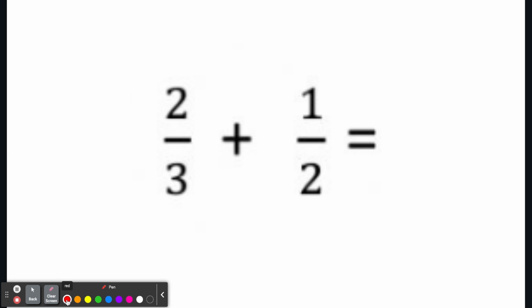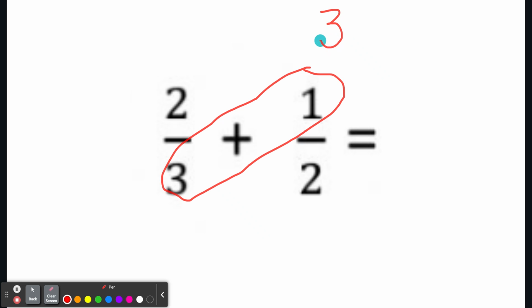So here's what we're going to do. We are going to start by multiplying straight across. We're going to multiply our 3 and our 1. So that is the denominator of our first fraction and the numerator of our second fraction. When we multiply 3 times 1, we get 3.